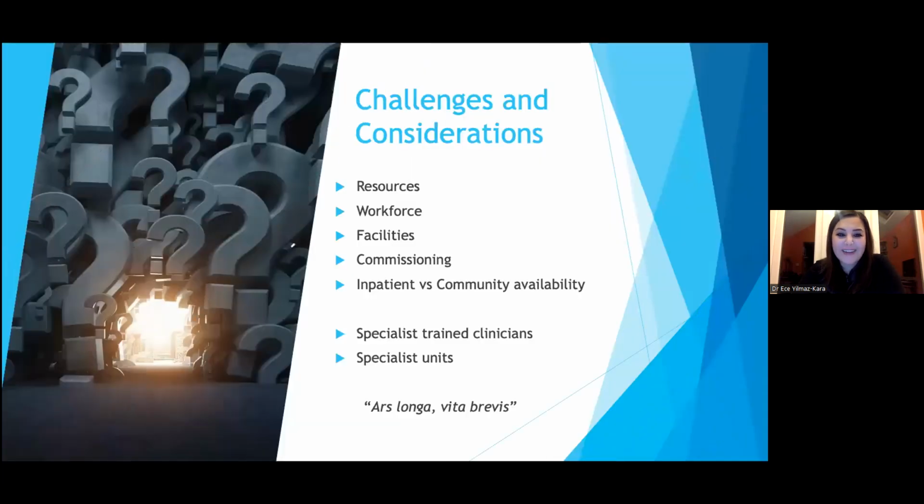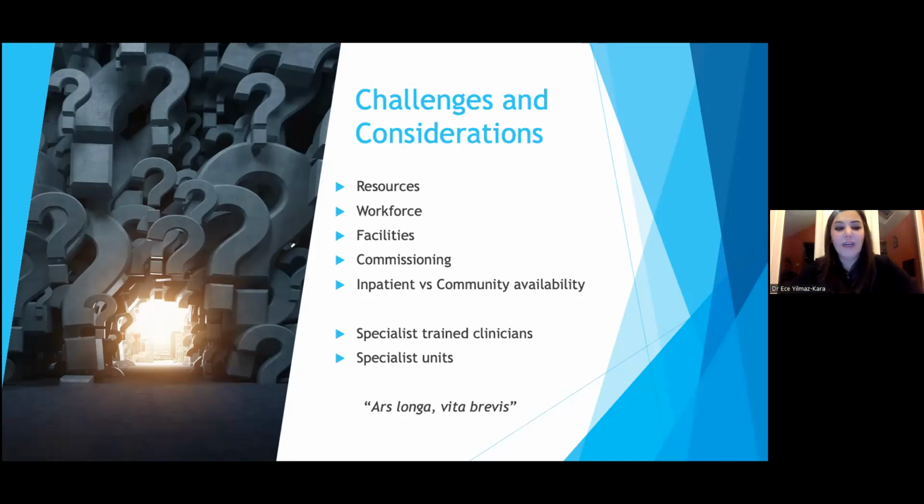Challenges. Resources. We are as thorough as our resources, and so we must work on improving them. And the same with workforce and facilities. So this is a worldwide issue for rehab, but I think we are also globally very good at advocating for those, but that will tie hand in hand with commissioning. We have to have money to recruit more people, to get more facilities, and to have more resources.